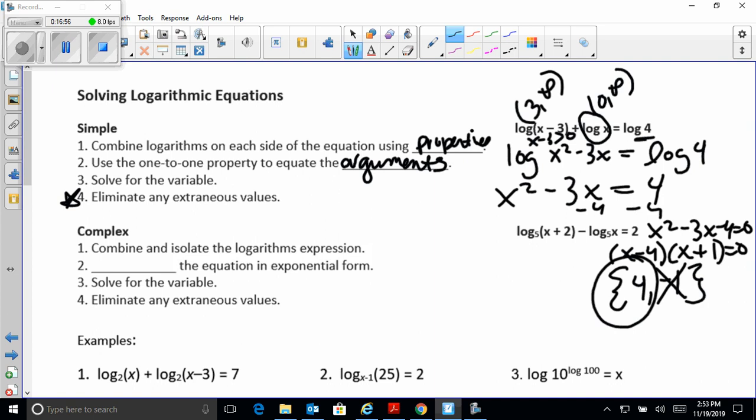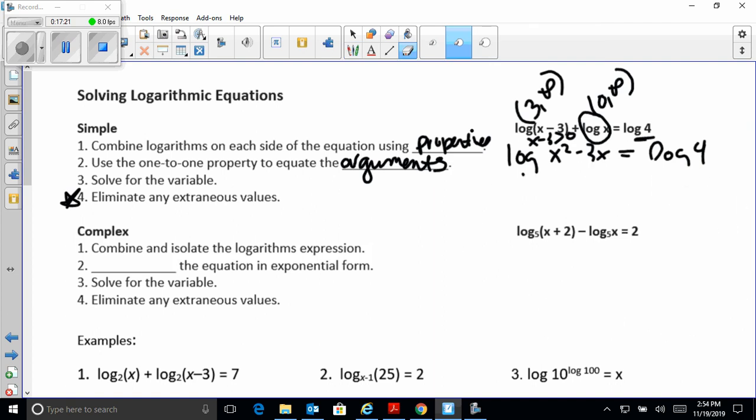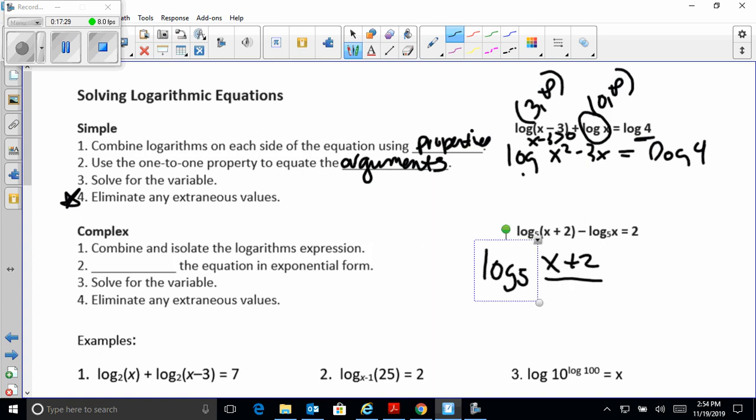We didn't have to do that with the exponentials because if you remember, the domain for the exponential was all real numbers. All right, what about if we have a more complex problem like this next one? You would combine, isolate the logarithmic expression. Let's do that first, before we get to the 2. So right here, they're being subtracted, so I know that's division. So that's log base 5 of (x plus 2) over x equals 2.